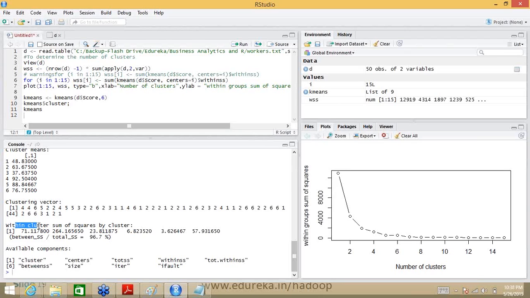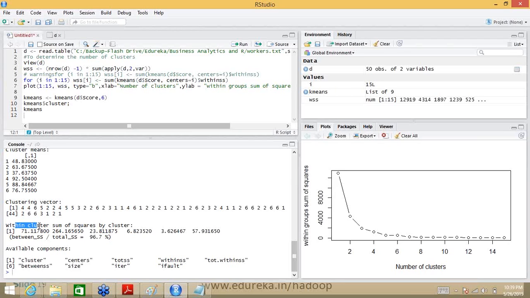Now I have a question. Should the between SS be high or low in a good cluster? It has to be high. Yes, thanks, Harsha, it has to be high. And how about within SS in a good cluster? It'll be low, right? Because within SS is about data points within a cluster, so it has to be as low as possible.